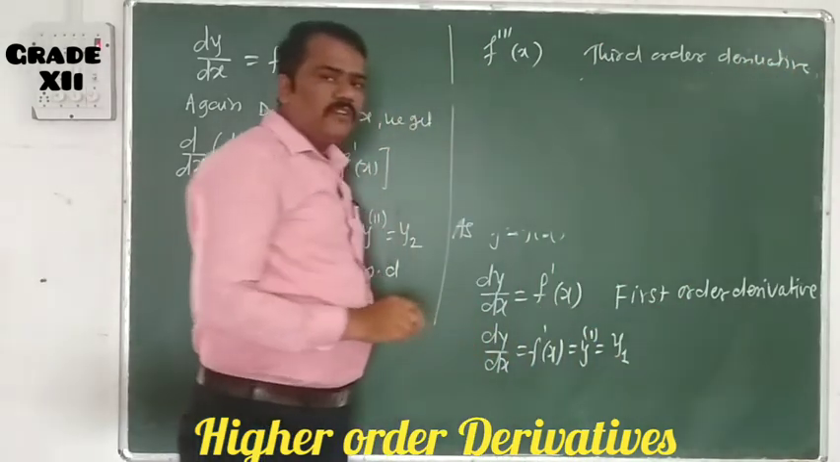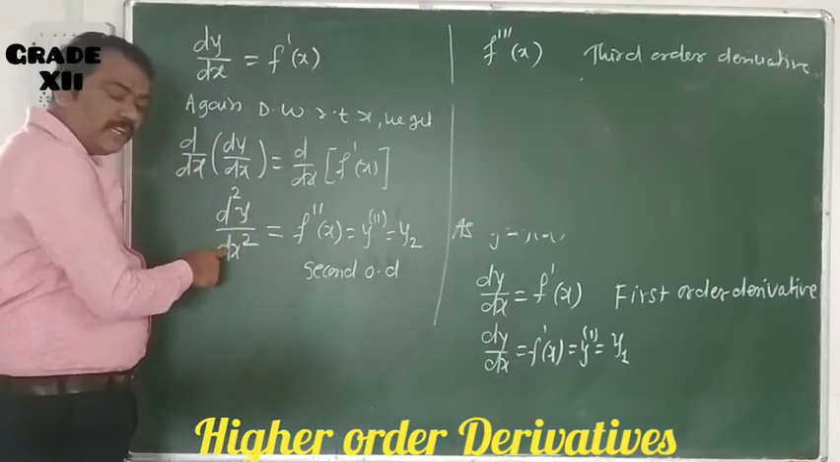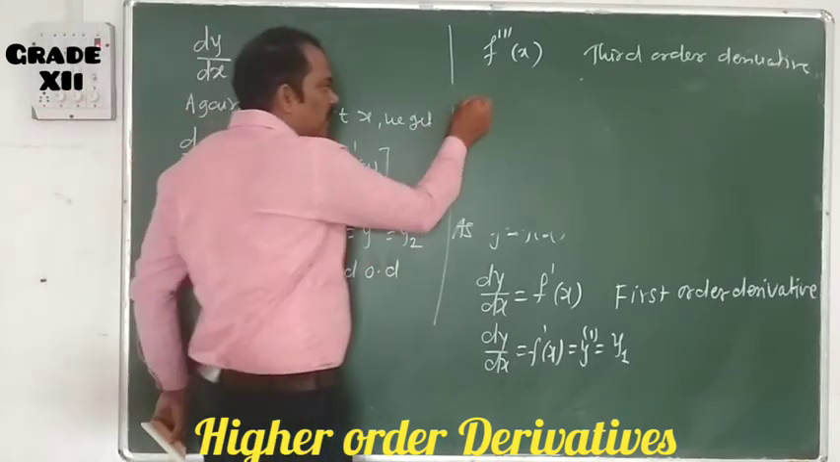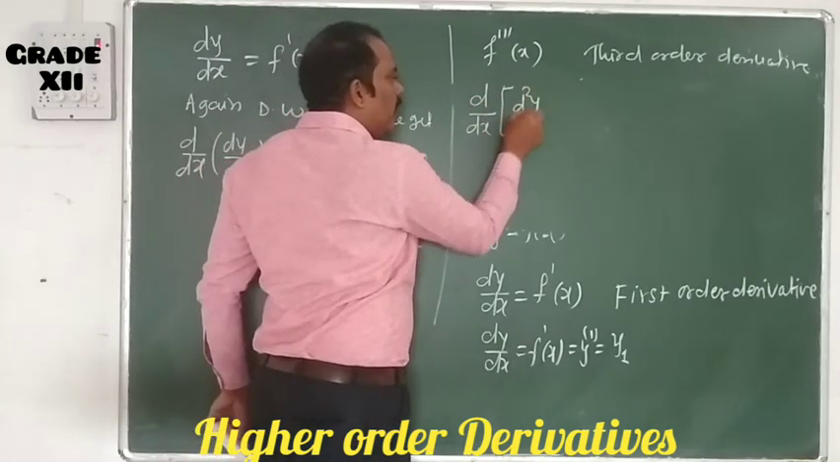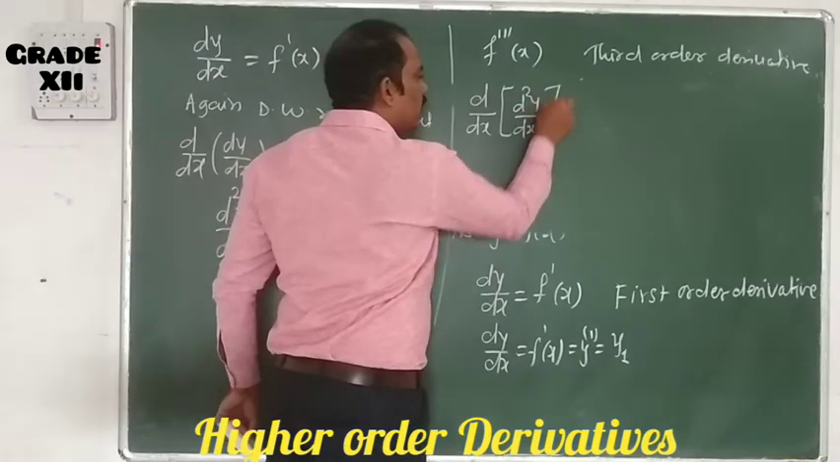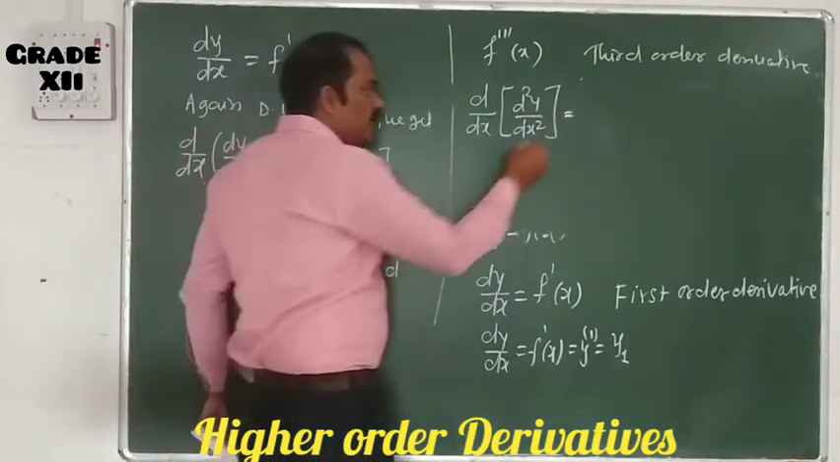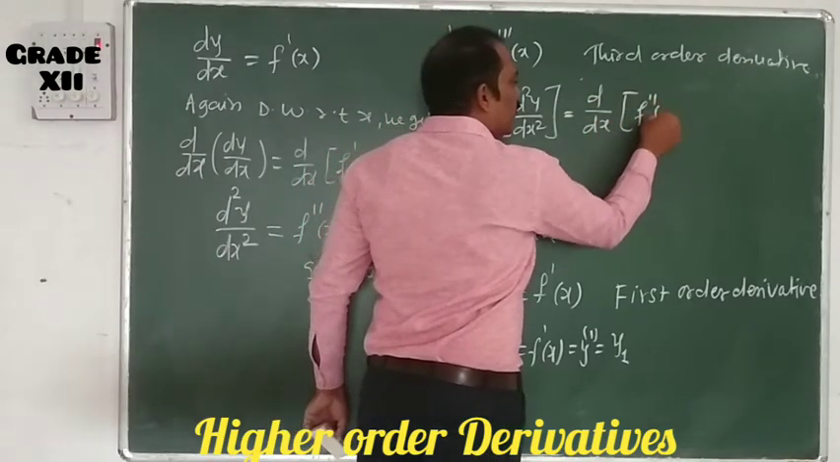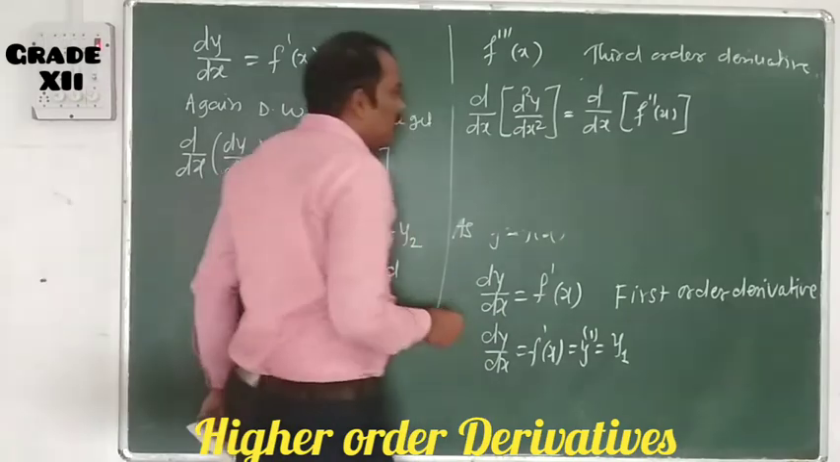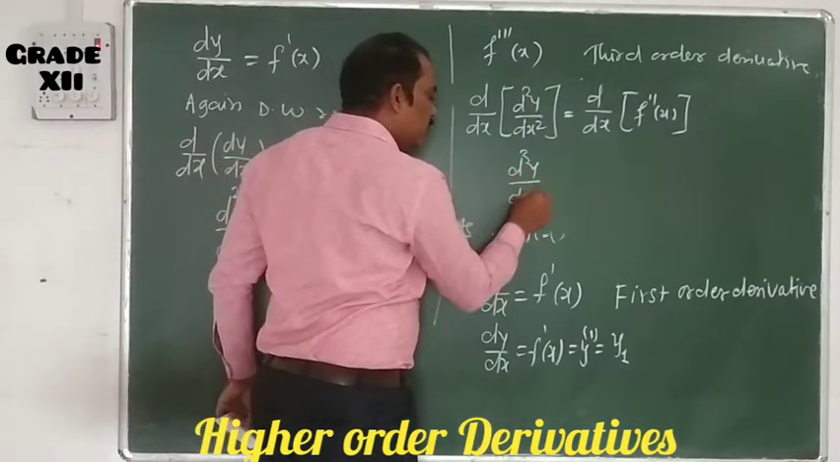According to the Leibniz notation, how do we write that? We differentiate this d2y by dx square again, so we can represent it by d dx of d2y by dx square is equal to, taking the derivative of f double dash of x a third time, d dx of f double dash of x. What do we get? d3y by dx cubed.